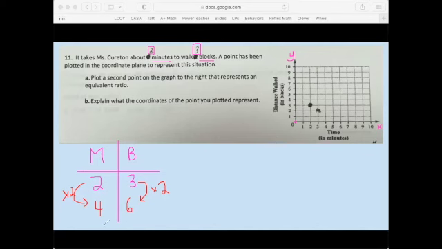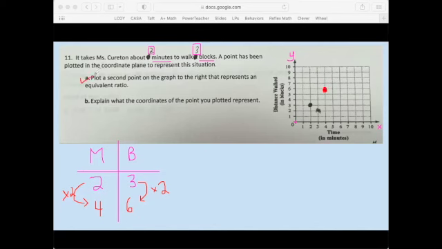So now I'm going to plot this 4, 6. Remember, I plot along the x-axis first and then the y. So I'm going to start at the origin at 0, 0. I'm going to go across 4, and then I'm going to go up 6. 2, 3, 4, 5, 6. And I plot the point at 4, 6.